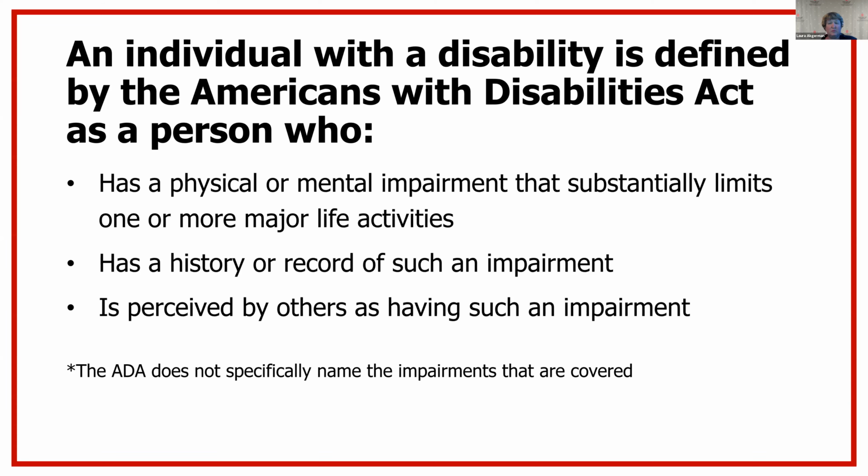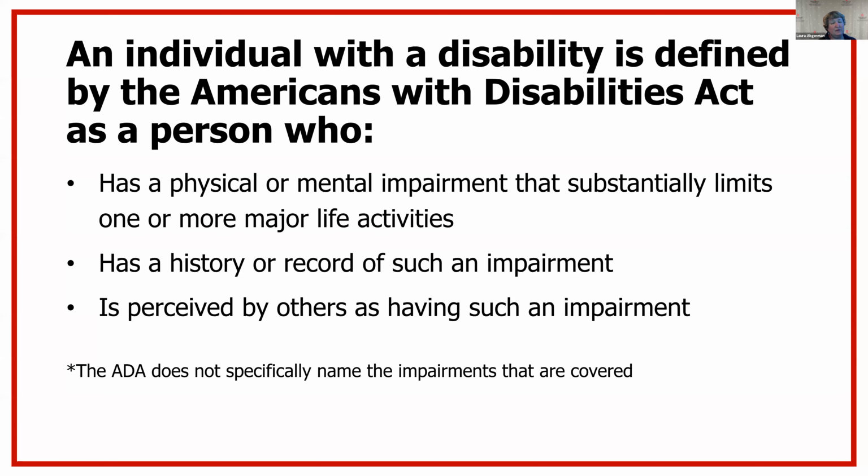The Americans with Disabilities Act defines a person with a disability as anyone who has a physical or mental impairment that substantially limits one or more life activities. They have a history or a record of such impairment, or they are perceived by others as having such impairment. So quite frequently, people who are hearing impaired do not think they have a disability. To them, deafness is not a disability. Other people might see it that way.